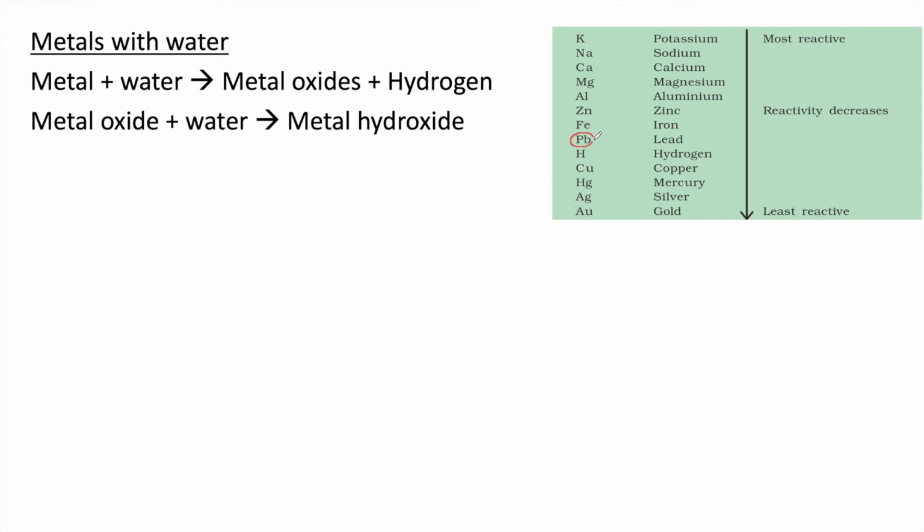First we are going to consider which are the metals not reacting with water. They are lead, copper, mercury, silver and gold. These are the metals not reacting with water. Okay. The other metals from potassium to iron all are reacting with water, but the rate of the reaction is different for different metals. Now we are going to discuss about that point.